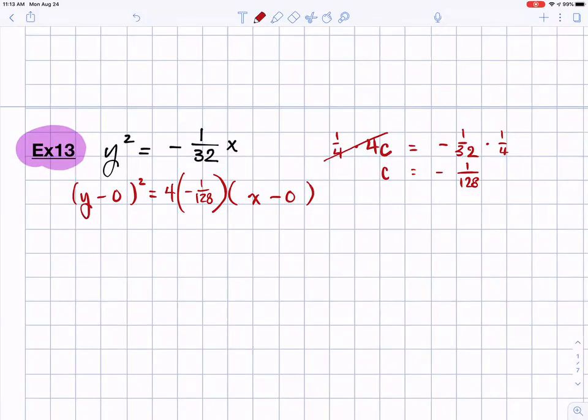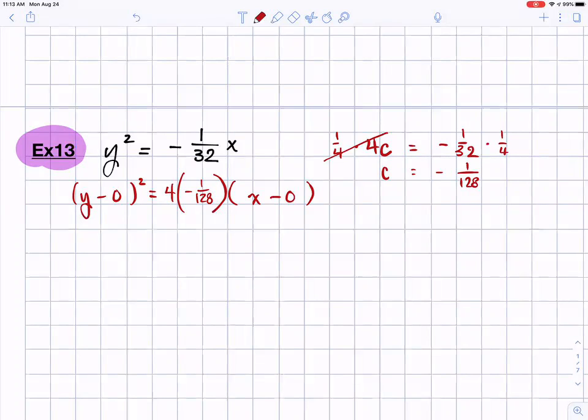Now, remember I had 3 parts of the directions. What were the 3 parts of the directions that I was supposed to do? Which, for the record, I haven't done a single one yet. What am I supposed to do according to the directions? What's the first thing I'm supposed to find? The focus, right?